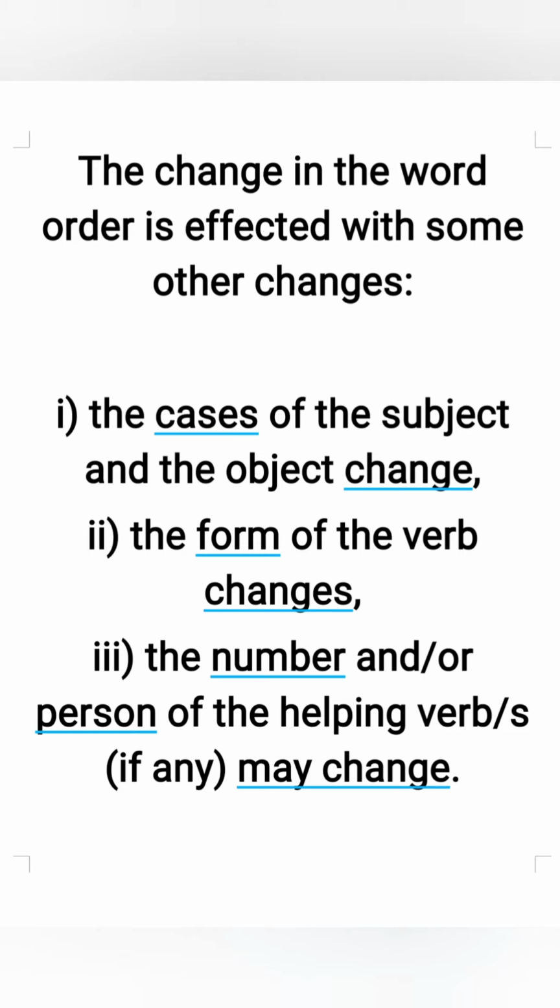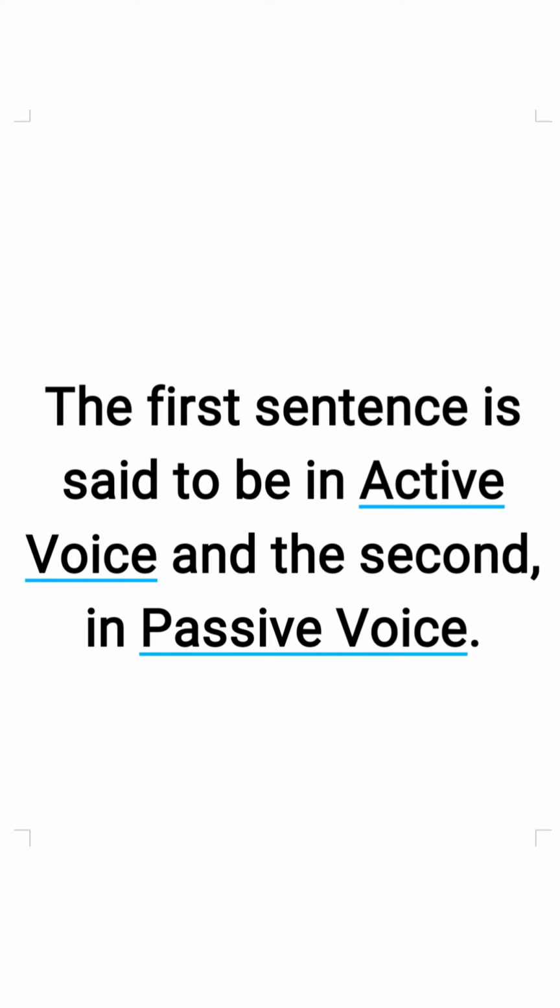Second, the form of the verb changes. In the first sentence, we have the verb teach, which becomes is taught in the second sentence. The number and or person of the helping verbs, if any, may also change. And friends, the first sentence, I teach English, is said to be in active voice, and the second sentence, that is, English is taught by me, is in passive voice.